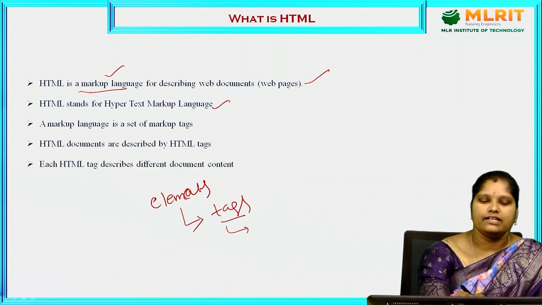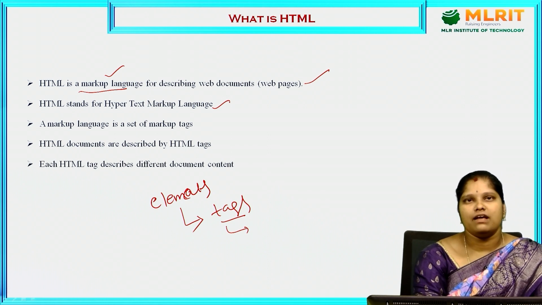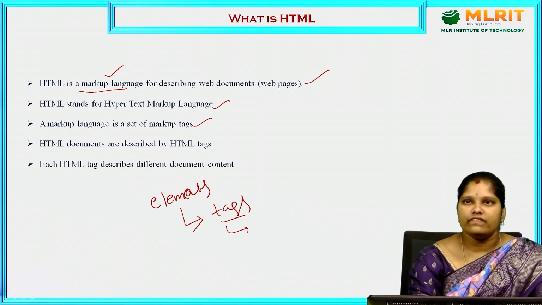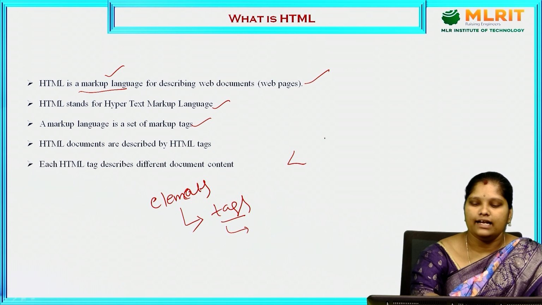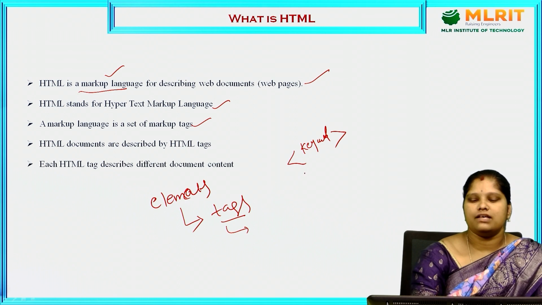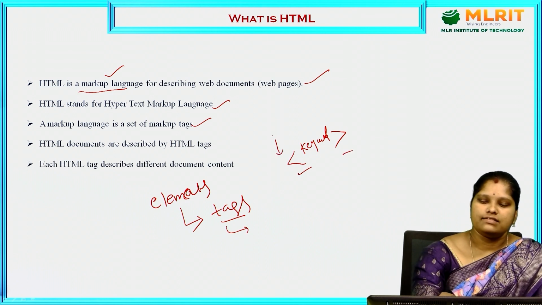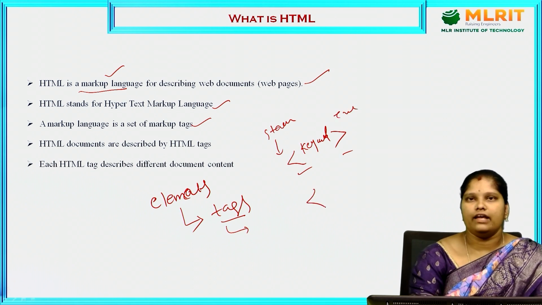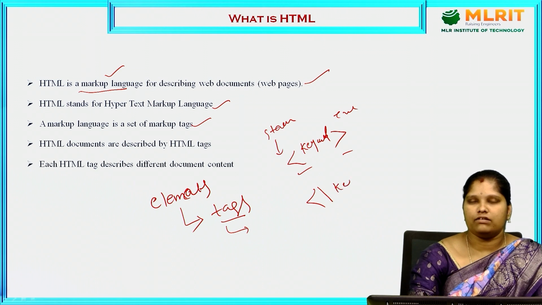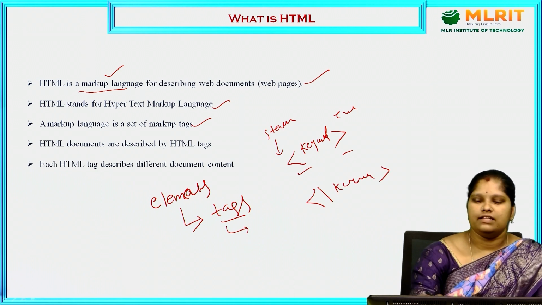And next, what is HTML? HTML stands for Hypertext Markup Language, and it is a set of tags. Each and every tag, each and every keyword, is surrounded with angular brackets, and this is the starting and this is the ending, right? If you open any tag or element, it should be closed with the forward slash. These are the tags, so we call it a markup language.